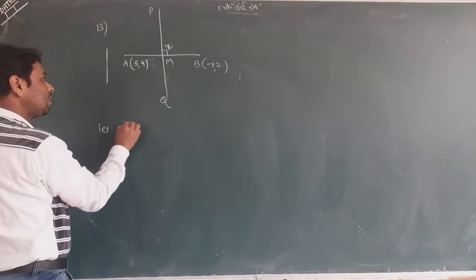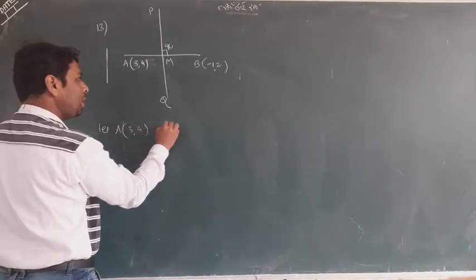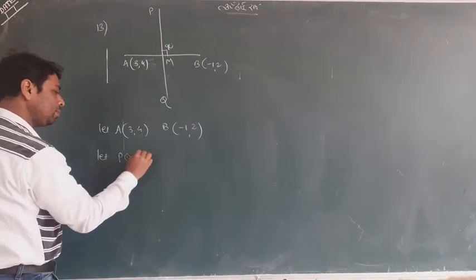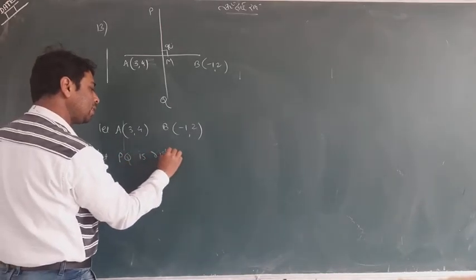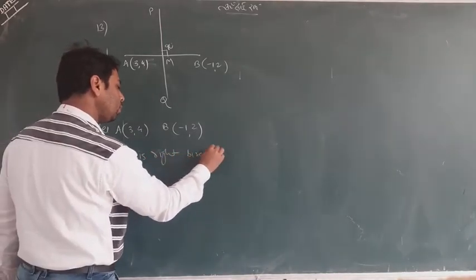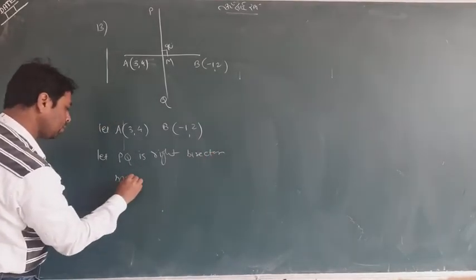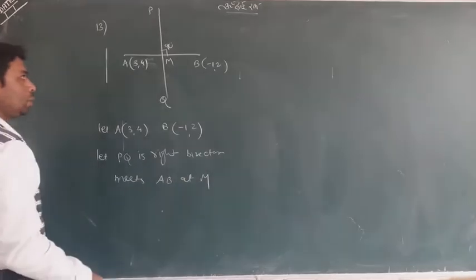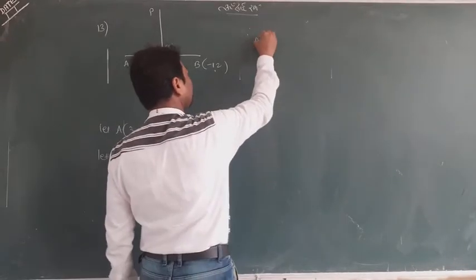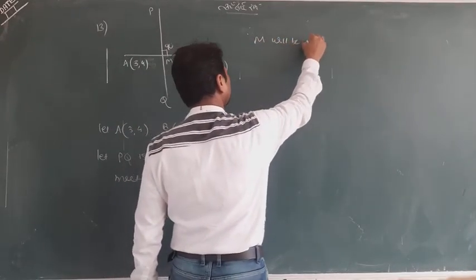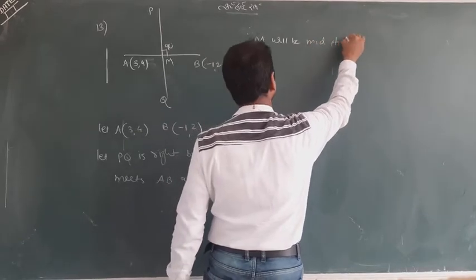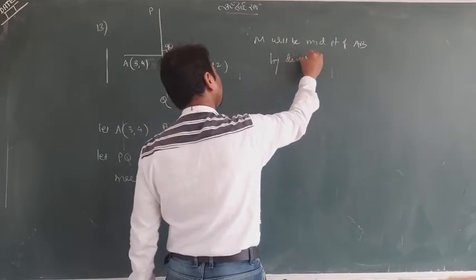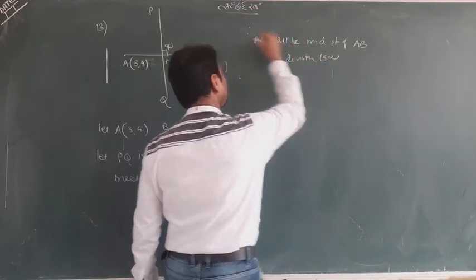Let A be (3, 4) and B be (-1, 2). Let PQ, the right bisector, meet AB at M. So M will be the midpoint of AB. By the division formula, we can find M.